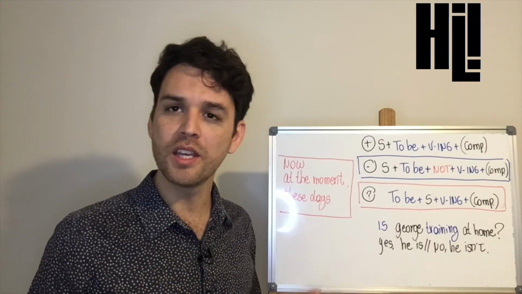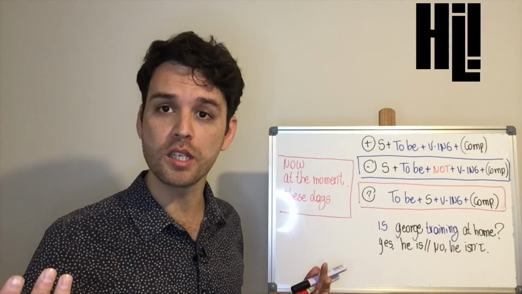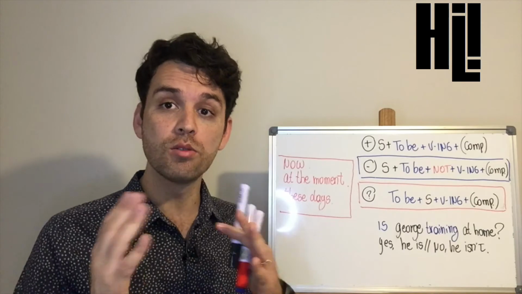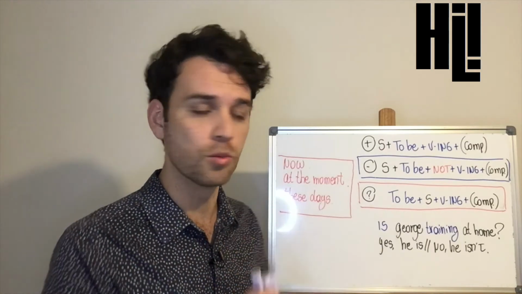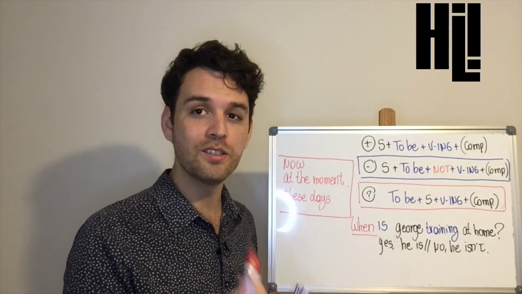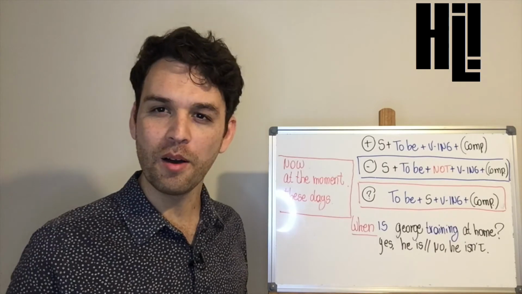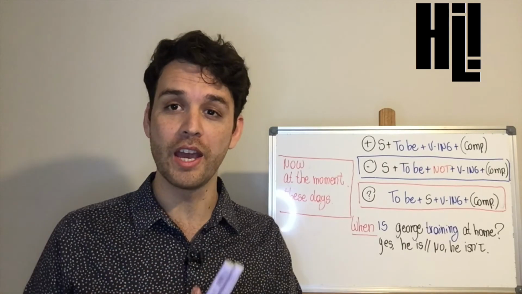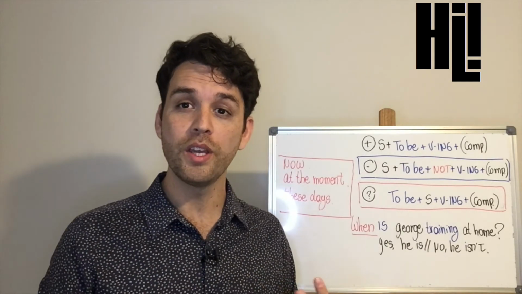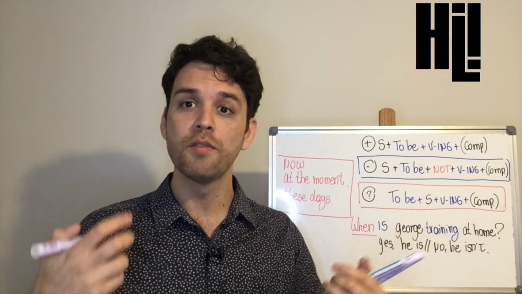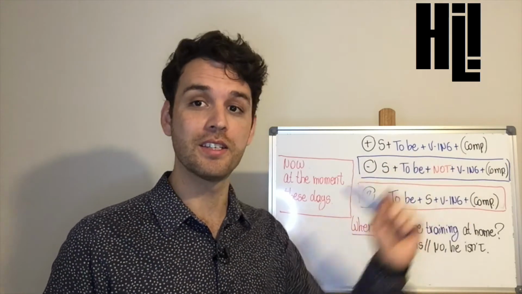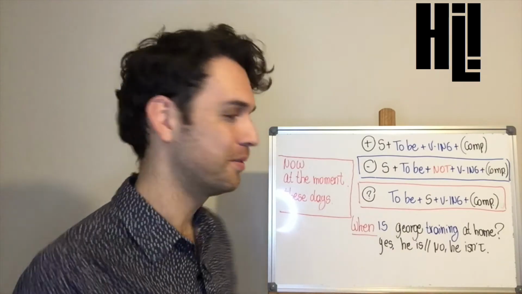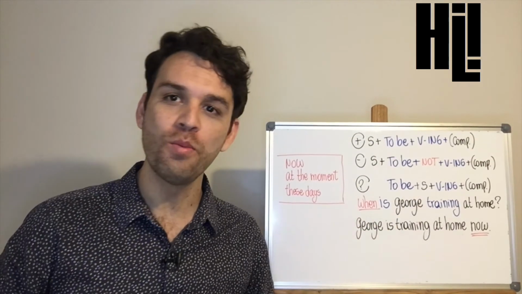But what happens if we want to have an open question? The only thing we have to do is to add a WH question word. When is George training at home? Now, it's impossible to answer with yes or no. What we do is to give a complete answer following the affirmative sentence pattern. That is how we have George is training at home now.